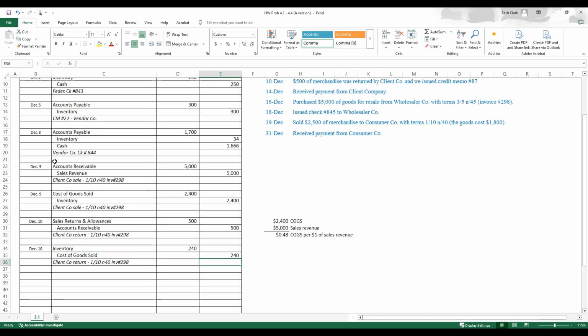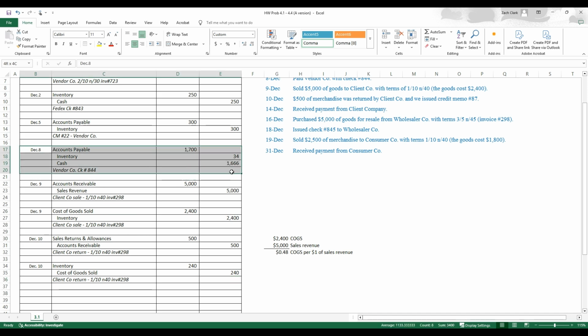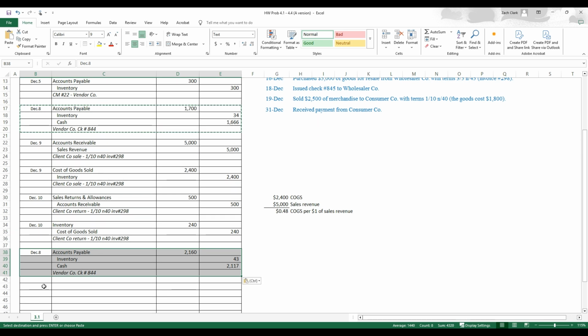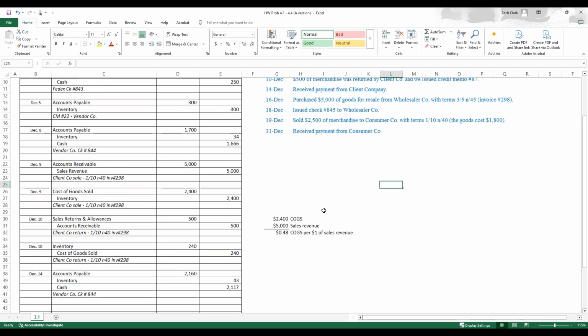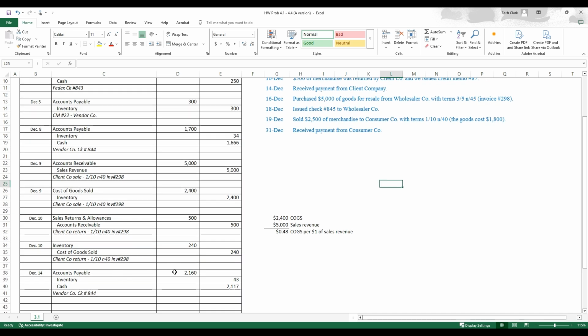And again, we're going to have a 3-part journal entry like we did when we took a discount on our payment. Now we're going to receive a discount, potentially. We have to look and make sure, and look at the timing and all that. So on December 14th, now we are being paid, and we're receiving payment from the client company.